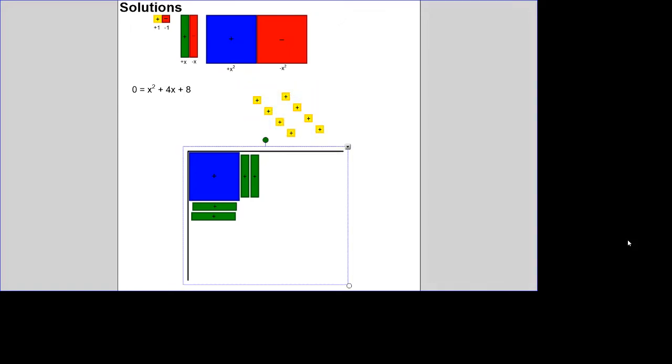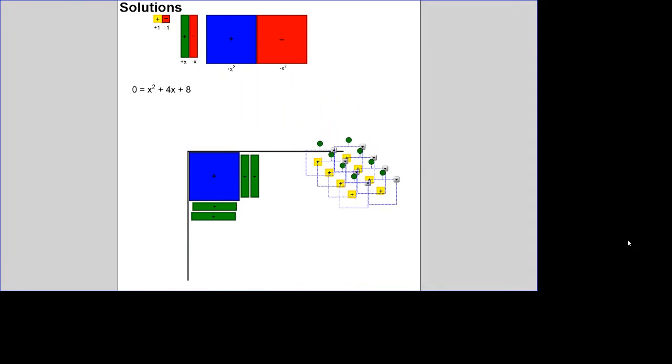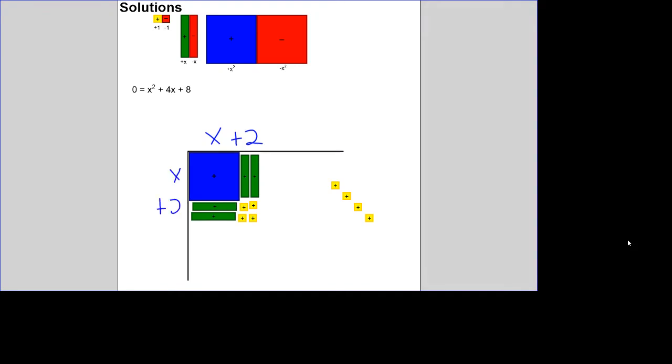And my task here is I want to put in as many positives as I can to complete my square. Well, how many positives do I need? I need 4 positives. So I'm going to take 4 positives, and I'm going to complete the square. So now I have my perfect square. What will make that square? Well, I have an x plus 2 and an x plus 2.